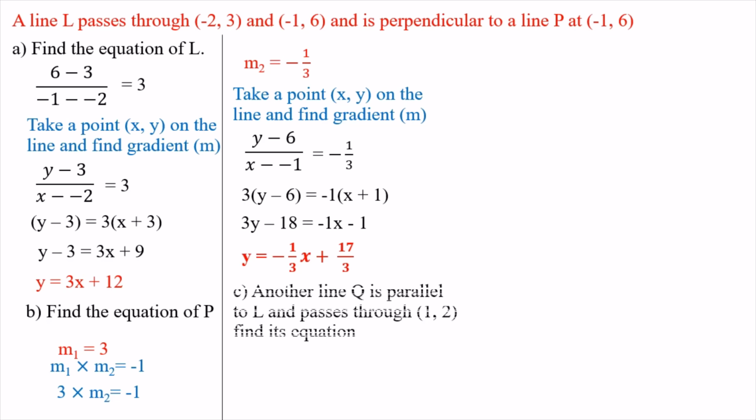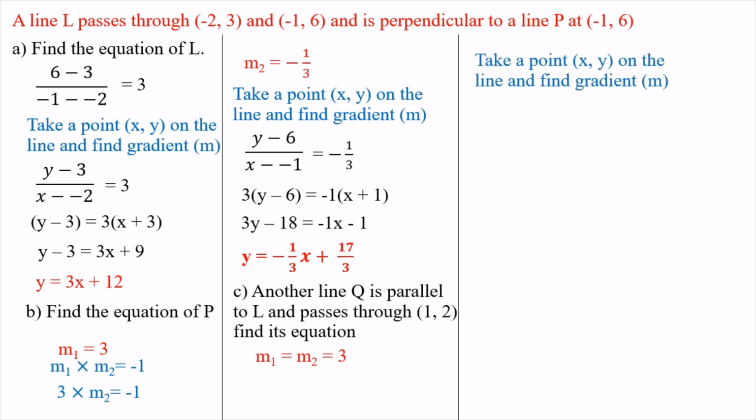Part C of the question. Another line Q is parallel to L and passes through 1, 2. So find its equation. Now, we established that for two lines to be parallel, their gradients must be equal. So M1 equals M2, which equals 3, because for line L the gradient is 3. So it means that for line Q, the gradient is also 3.